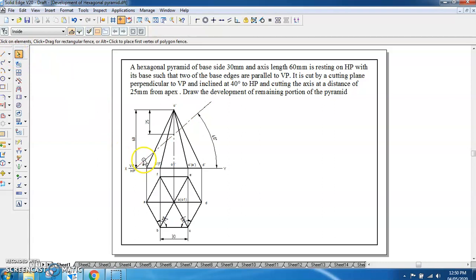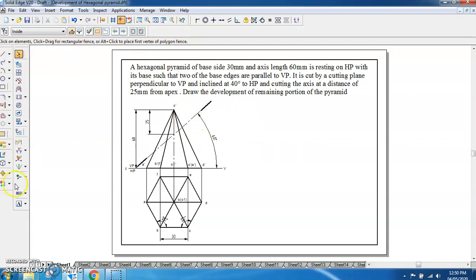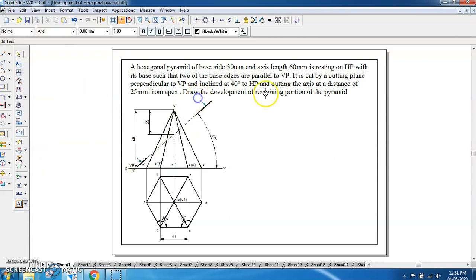Now you can select the small line drawn at the ends and make it 1 mm thick, so the ends should be thickened. Then you can go to the leader, click the midpoint of that small line, and you will get the leader here. Similarly, you will get the leader here. Then give the name to this cutting plane as capital S, and here also capital S, like this. So this is the cutting plane which you have placed.